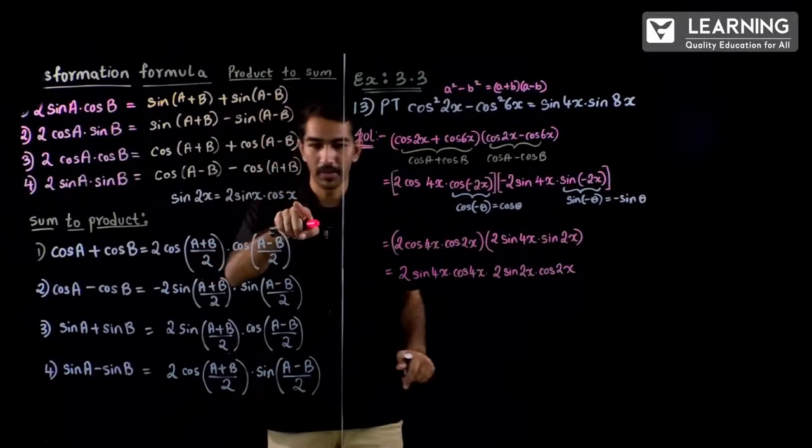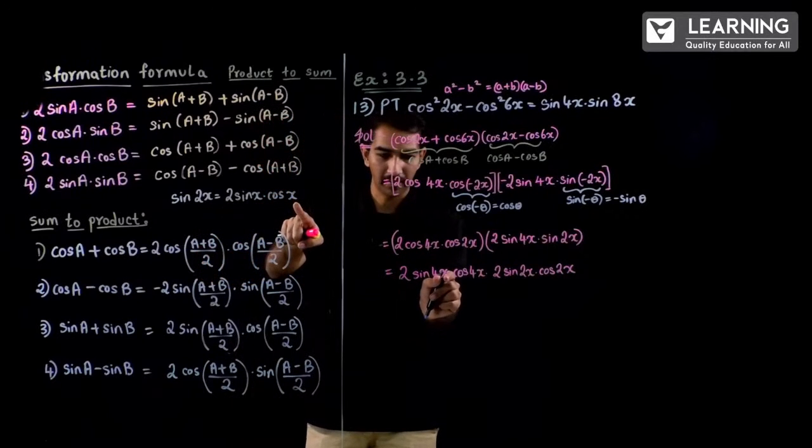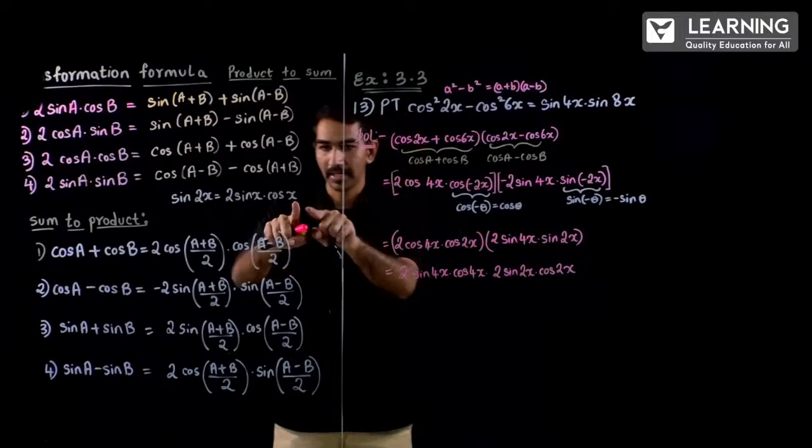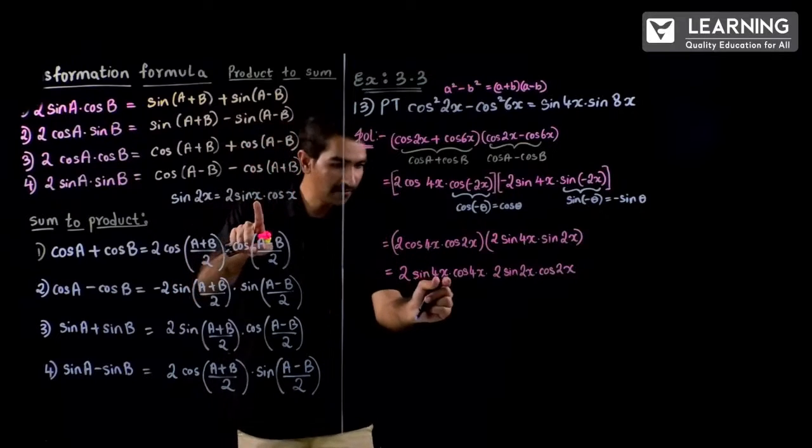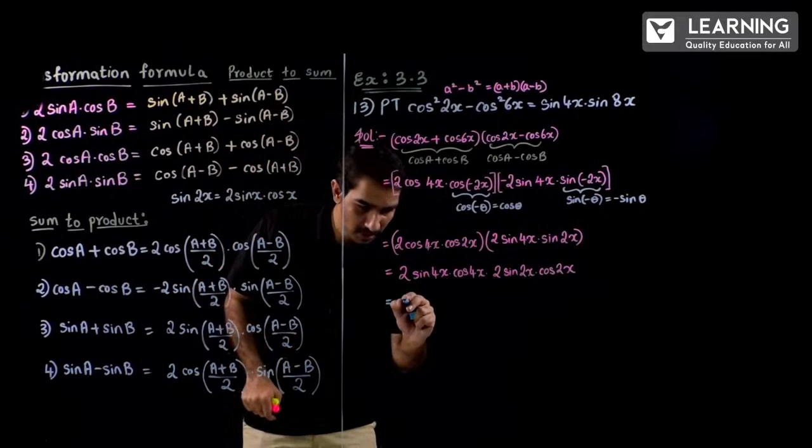Understand? Now what do we have here? 4x we have. Which means what? Here we have written x, here also we have written x. That is why we have written an x here. Here we have 4x, which means this can be written as what?